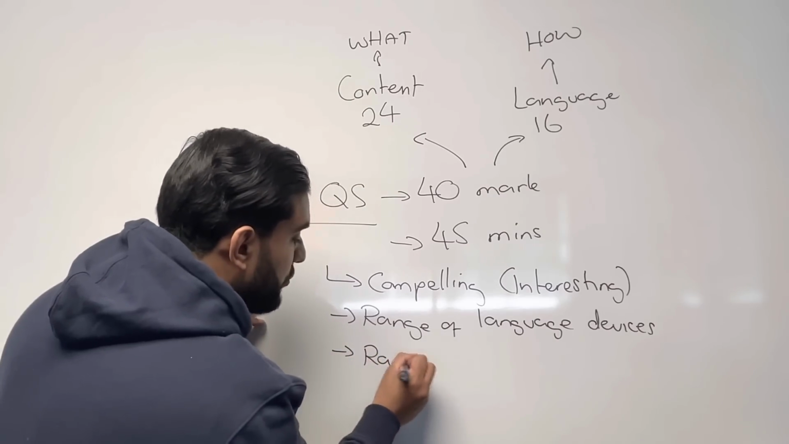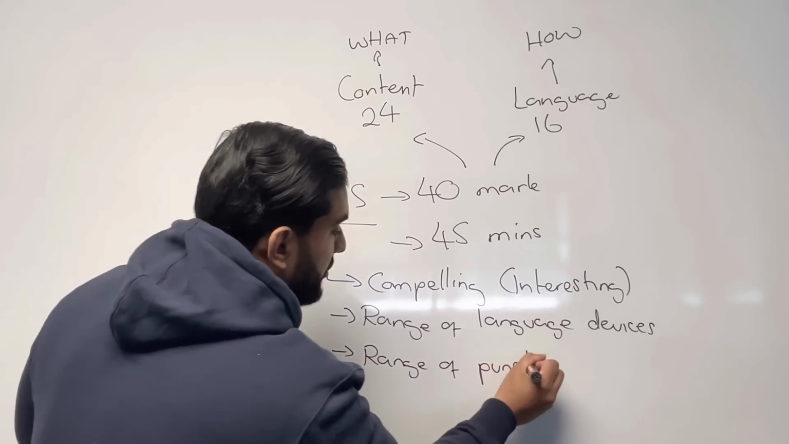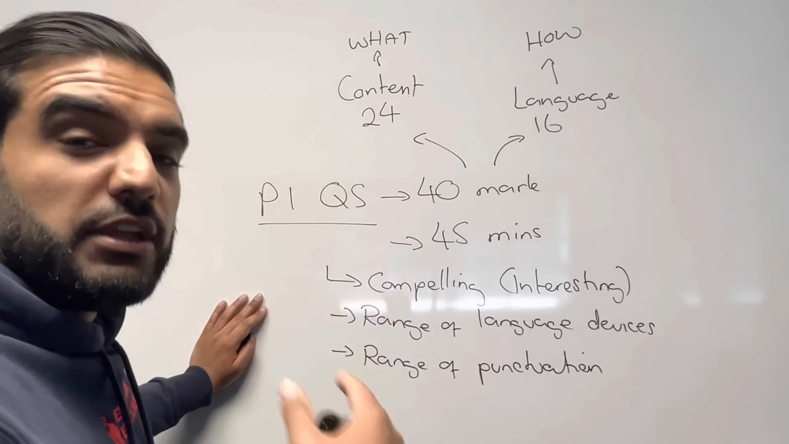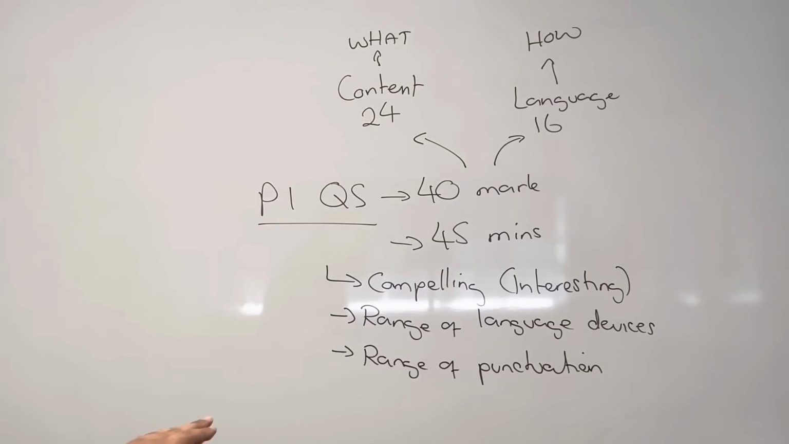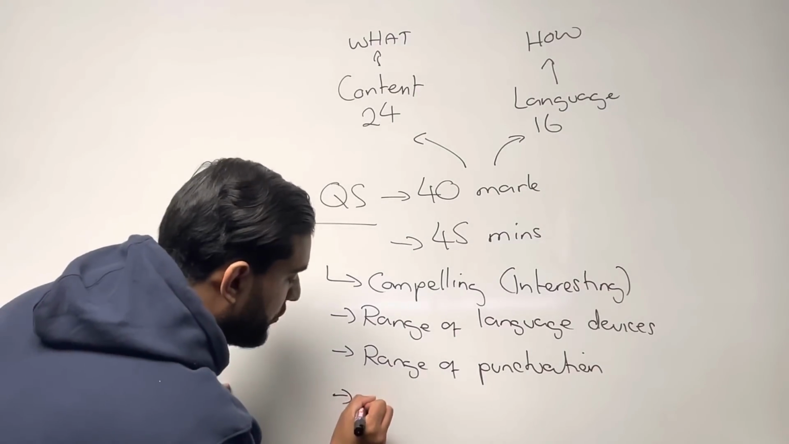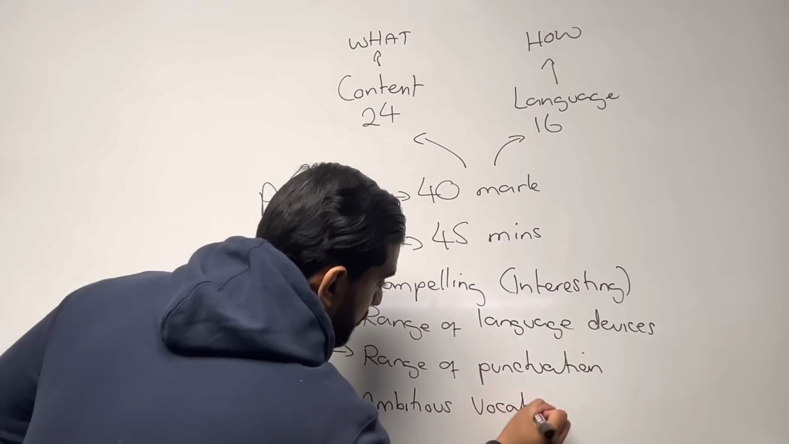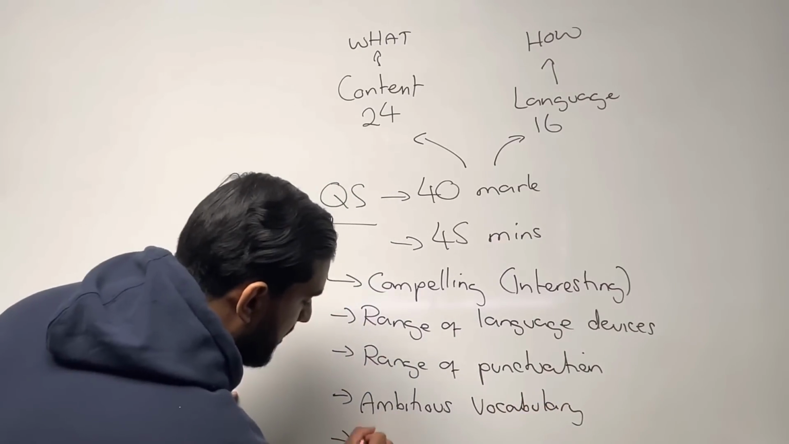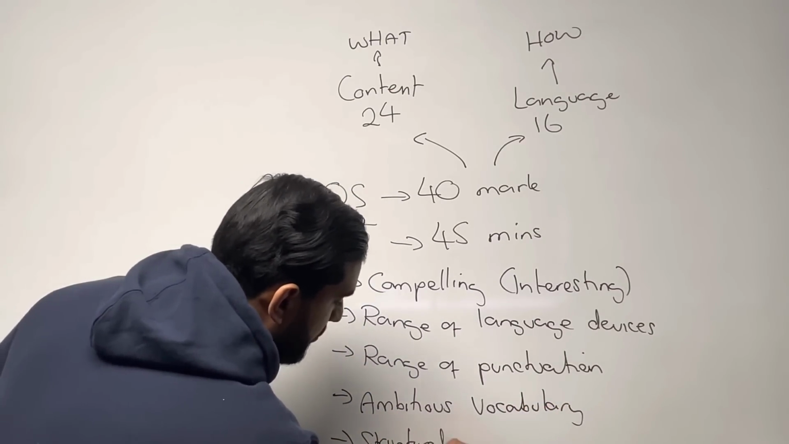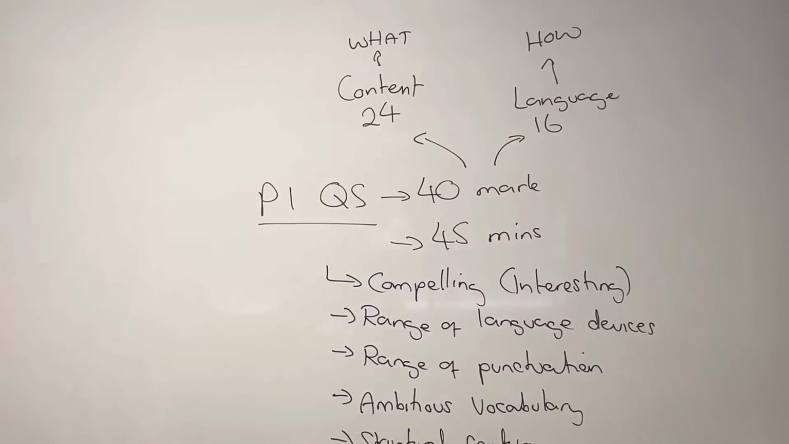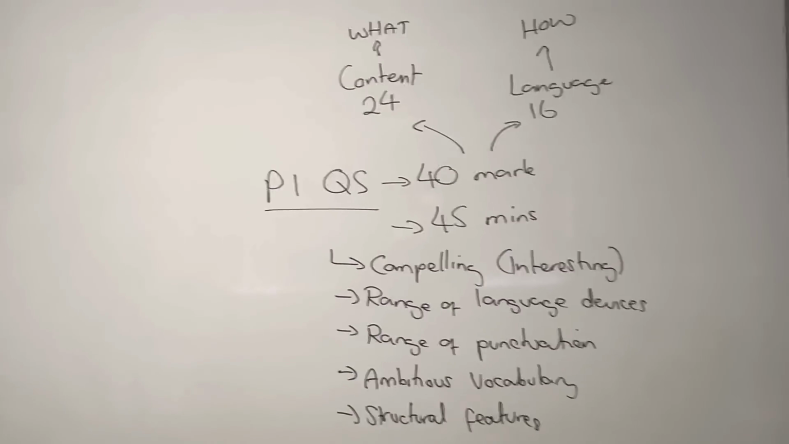Then you must also use a range of punctuation. And this is more than just using commas and full stops. We must use exclamation marks, question marks, brackets, and so on. Next, guys, in our response, in our story, we must also use ambitious vocabulary, and we must also use structural features. These are the 5 that I care about, guys.